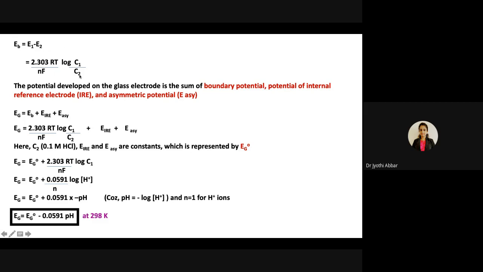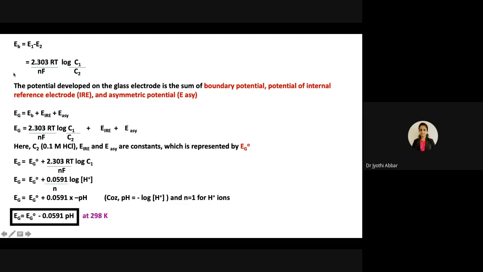And then E naught and E naught will get cancelled, right? Then 2.303 RT upon NF I can take as common, and then we remain with log of C1 upon C2. So this will be the simplified version. Detailed steps are not required in this. So this is how we get it once you substitute the Nernst equation for E1 with concentration C1, and for E2 with concentration C2. This will be the simplified final form.